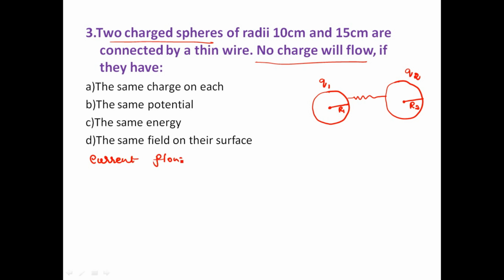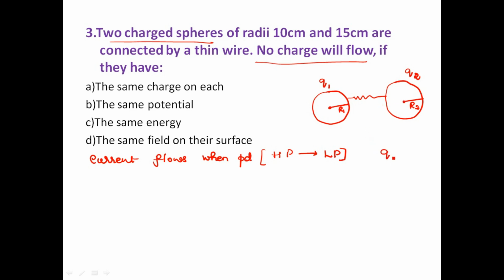Current flows when there is potential difference between 2 points. That means current flows from higher potential to lower potential. This is how the current will flow through the wire. Okay. Let us go through the options. The charges over them will be the same charge on each sphere. Let us also assume that the charges over them is the same.